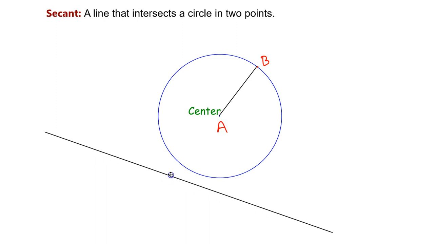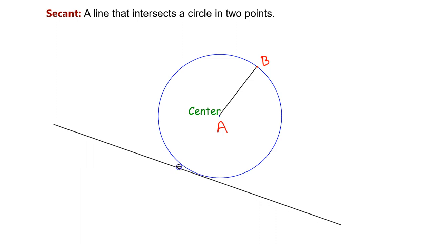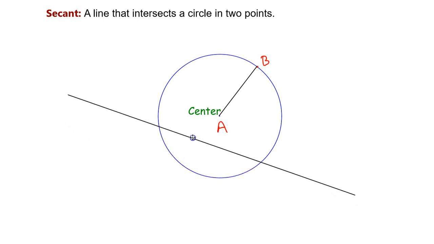But as you move towards the circle, at one particular point the circle touches the line, or the line touches the circle, and also at this particular instant it is intersecting the circle at 2 points. Namely, I can call this one point P, and this is Q. So this line is intersecting the circle at 2 points P and Q. Therefore, it is called a secant.